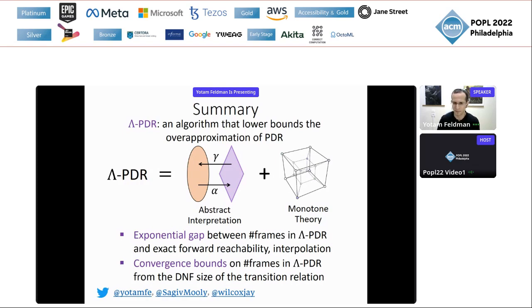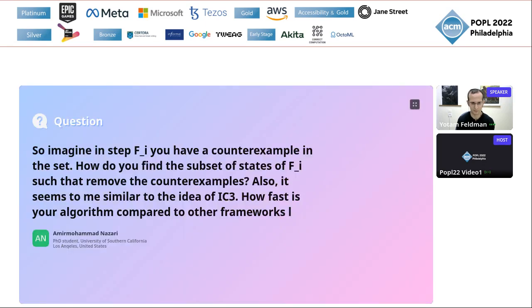Okay, there is one more question on Airmeet from Amir Mohammed Nazari. So imagine in a step Fi, you have a counterexample in the set. How do you find the subset of the states of Fi that removes the counterexamples? Also, it seems to me similar to the idea of IC3, how fast is your algorithm compared to other frameworks?